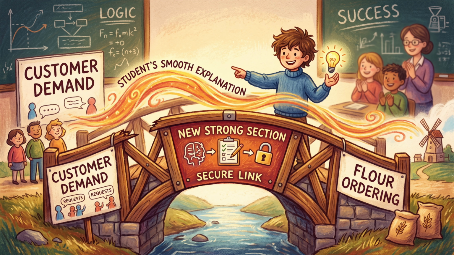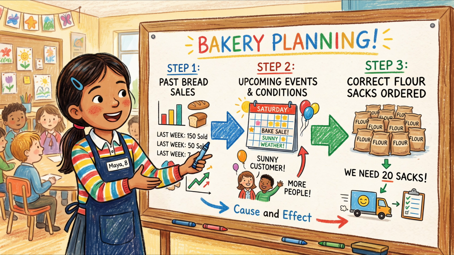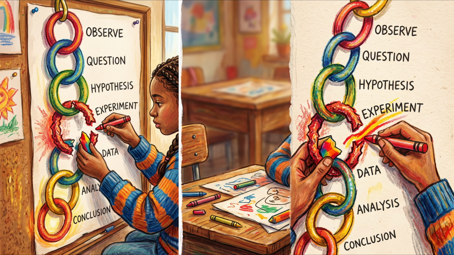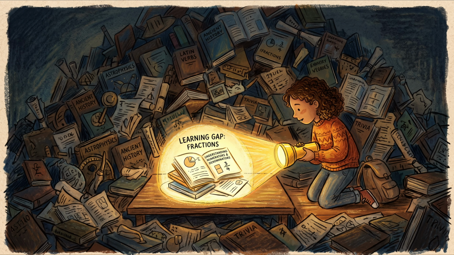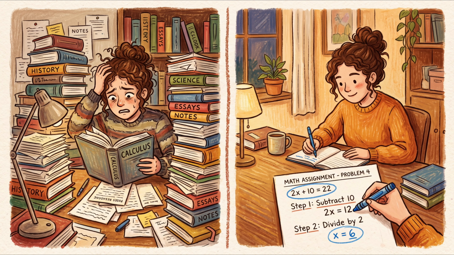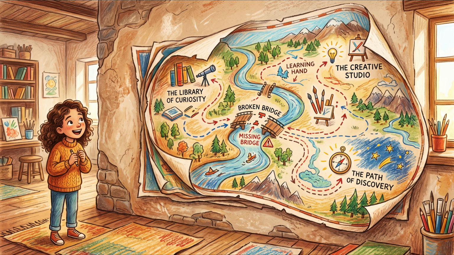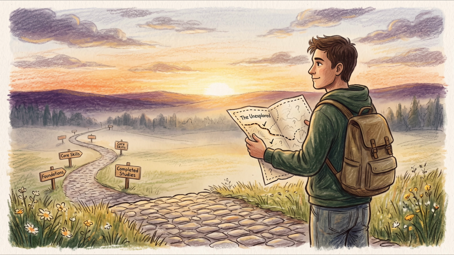Now your explanation becomes stronger. You can say, "The bakery studies how much bread customers usually buy. It also looks at upcoming events. Then it estimates how much flour it will need." You did not reread an entire textbook. You repaired one weak connection. This is targeted learning. Instead of studying everything again, you study the exact point where your thinking became unclear. Confusion is not a wall, it is a map. It shows you where your current knowledge ends.